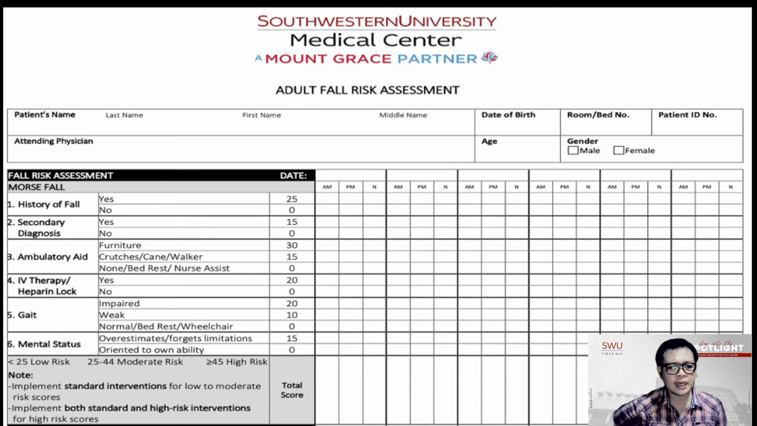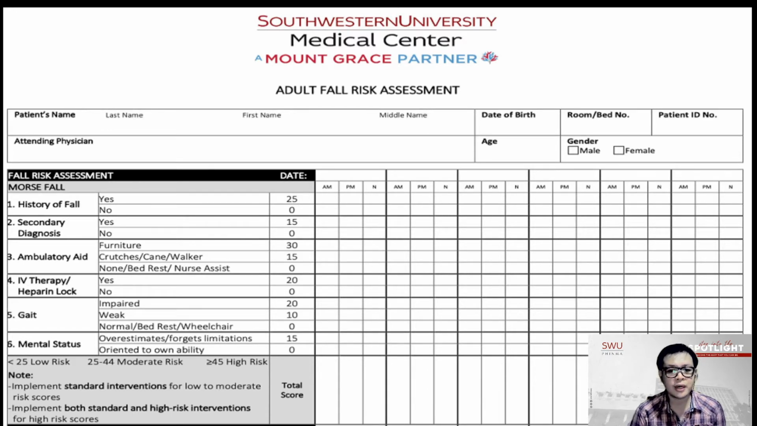And when you talk about secondary diagnosis, these are diagnoses that are identified by our medical doctors, physicians, or even RODs, or residents on duty, in terms of their medical condition or status.